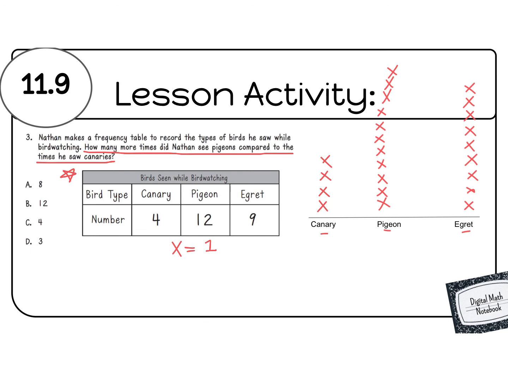Now that we've made a graph, let's see if we can answer the question. The question says, how many more times did Nathan see pigeons compared to canaries? How many more tells me that I need to subtract. He saw 12 pigeons and 4 canaries, so we need to subtract to find how many more he saw. I'll leave you to finish this question on your own in your digital math notebook.